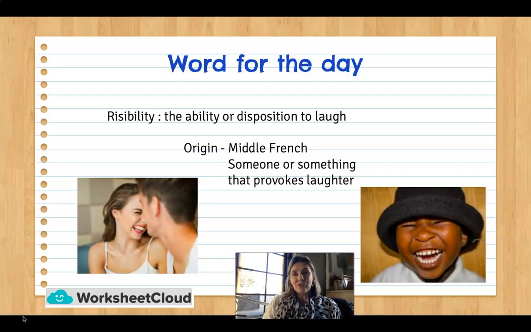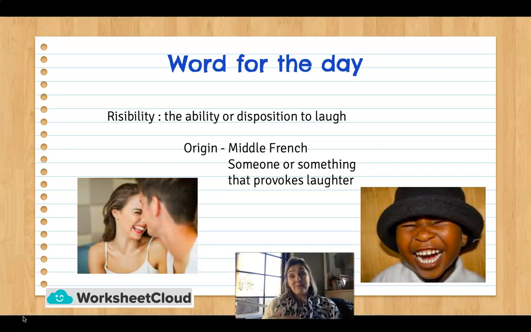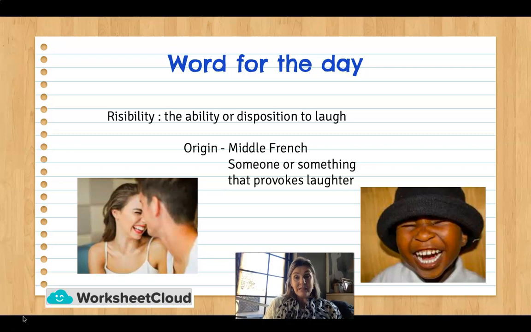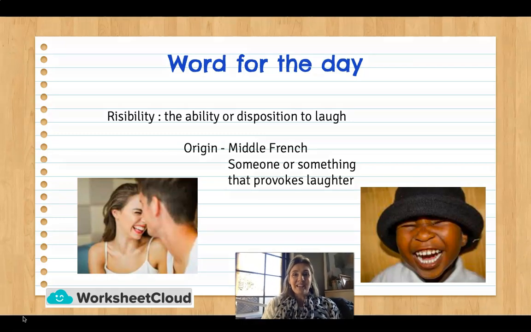I'm going to start with our word of the day, and it's called risibility. Some people might say risibility. It's the ability or disposition to laugh. It's from Middle French, and it was someone or something that provokes laughter. So just remember to use it in the context of an ability. You can't use it as in "he is risibility," but "he shows risibility." So see if you can use it somewhere today.